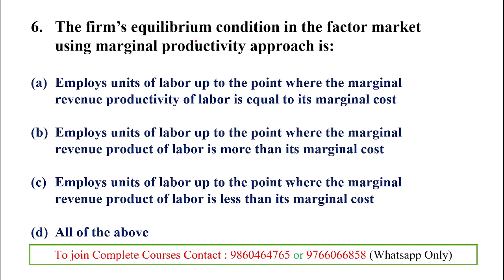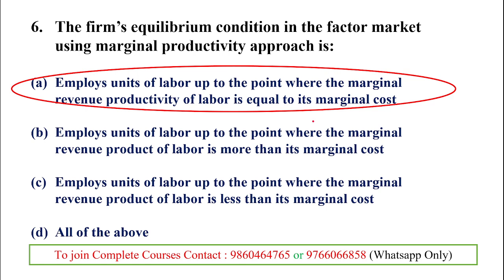So the firm's equilibrium here means that MR equals MC, or the marginal revenue productivity of labor is equal to its marginal cost. Equilibrium means the equality between MR and MC here, not MR greater than MC or MR less than MC. Okay.